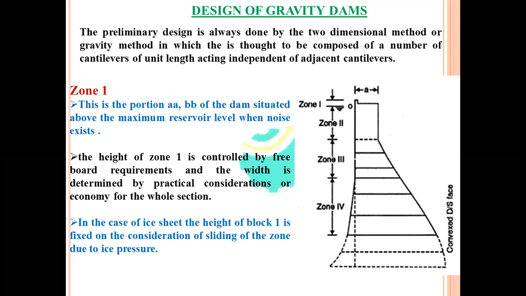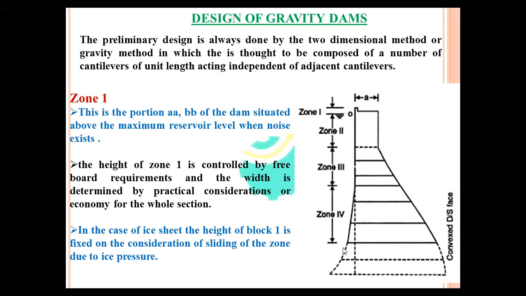First, we will discuss zone 1. Zone 1 is the topmost zone, the top width zone. The dam is divided into 4 zones, 6 zones. So first, zone 1 at the top side of the dam. This is the top portion AA, BB of the dam, situated above the maximum reservoir level when nappe exists. So here the top is the top portion.